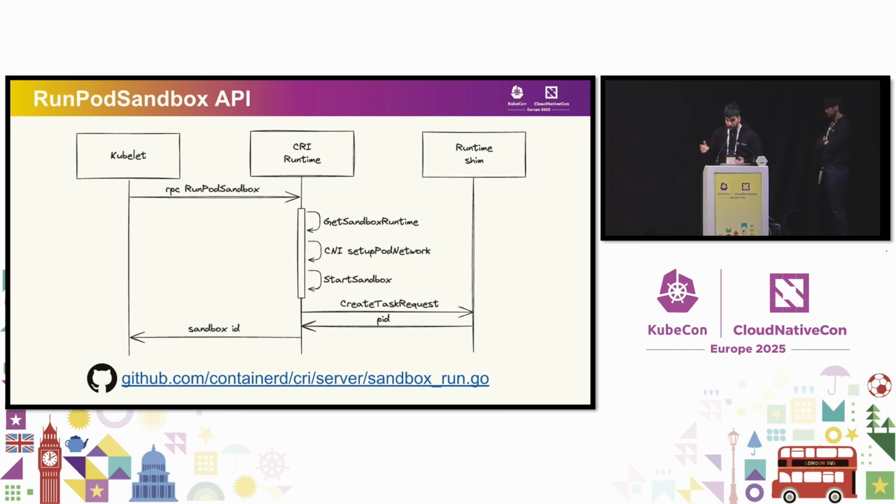The next step is setting up the pod. It's going to call the CNI. It's a different interface, the container network interface. It will set up the network for us. It depends on the network provider you are using, Cilium, the cloud CNI, or whatever. And finally, it's going to start the sandbox. The pod sandbox is going to create one container, the pause container, with this create task request. So the runtime shim will create this container for us, for the sandbox. It will return the process ID, the PID, and finally, it will also return the sandbox ID to the kubelet.